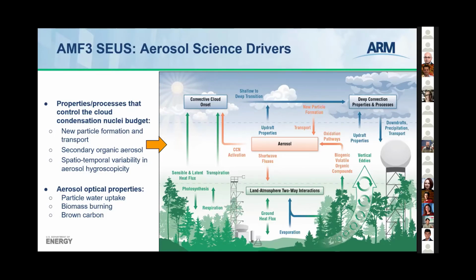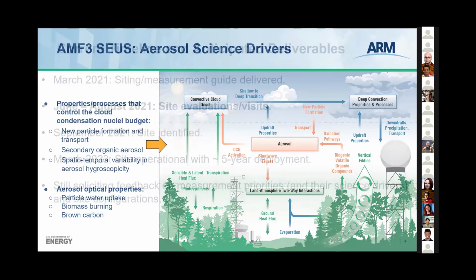So broadly, our science is really looking at controls on the CCN budget within the boundary layer. So looking at new particle formation and transport. We're very much interested in biogenic and anthropogenic controls on SOA within the region. And then because of the high humidity environment in the Southeast US, we're also very much interested in aerosol hygroscopicity and the spatio-temporal variability. Likewise, we're very much interested in aerosol optical properties. So again, looking at the impacts of particle water uptake, biomass burning, and ground carbon on aerosol optical properties within the Southeast US.